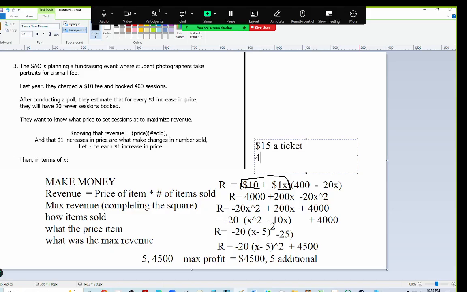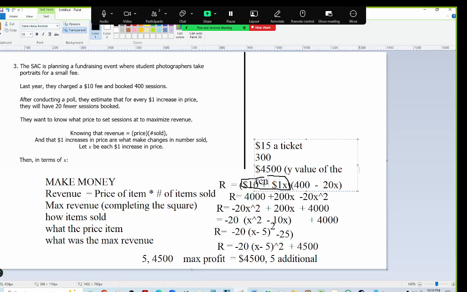How many sessions did we sell? 500 minus 20x. What's our x of the vertex? It's 5. Minus 20 times 5 is minus 100. So how many sessions? 400. Okay, so our answer, and what's our max profit? 4,500. That's the y value of the revenue equation.